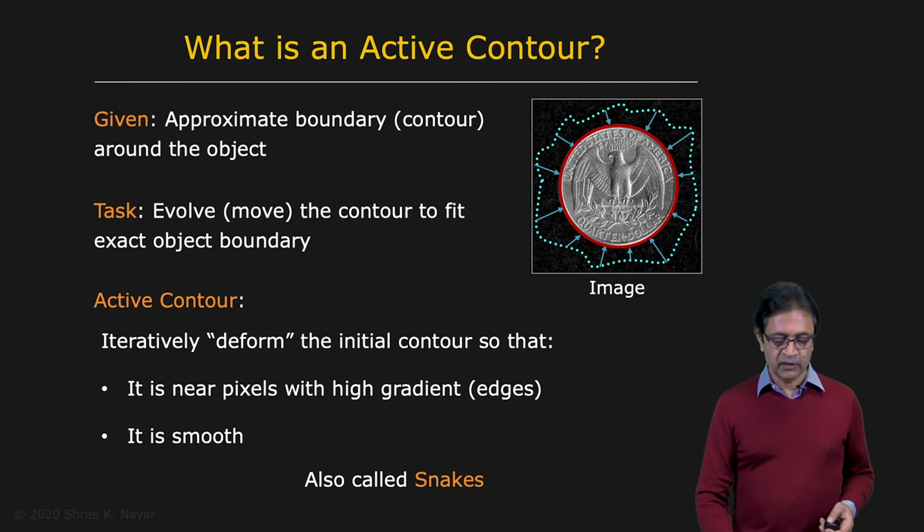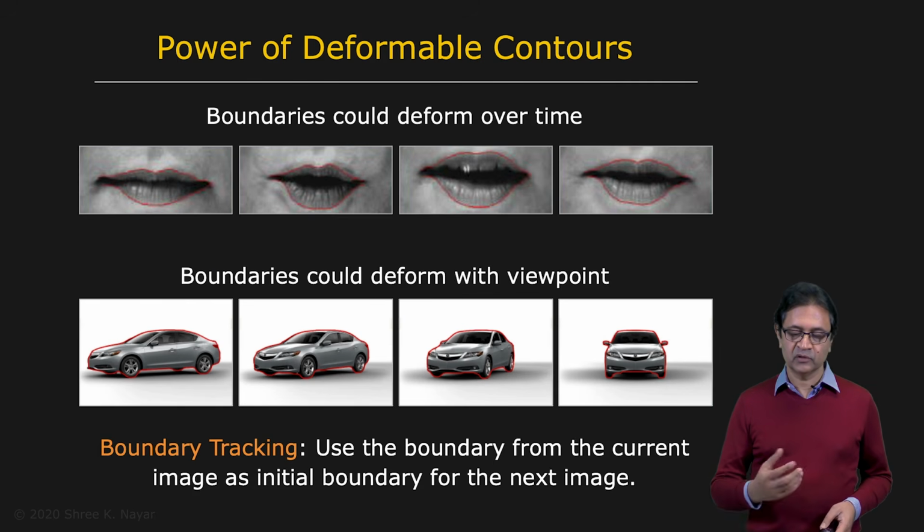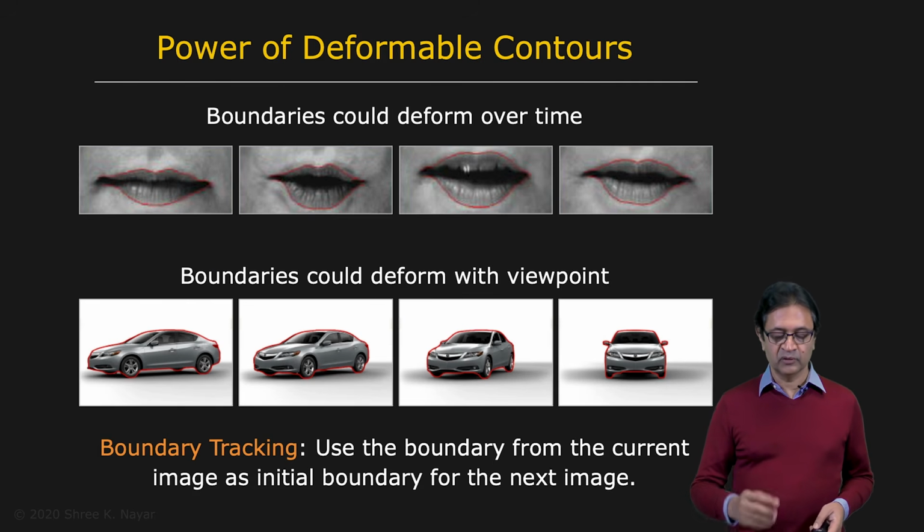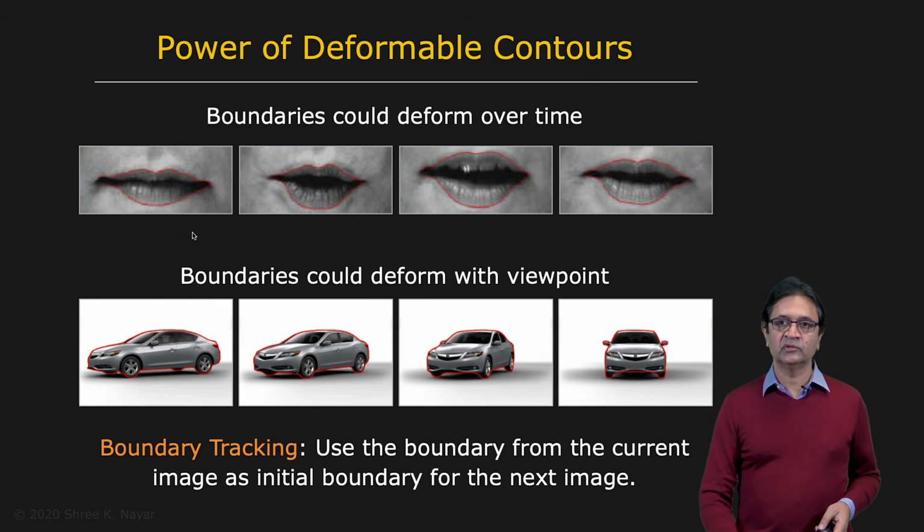One of the powerful things about these deformable contours is that you can use them to track objects over a video sequence. So for instance, if you're able to find the contour in the first frame right here, which would be this thin, faint red line that you're seeing around the lips, then that can be used as the initial contour for the next frame, and therefore very effectively track the boundary as it deforms over time.